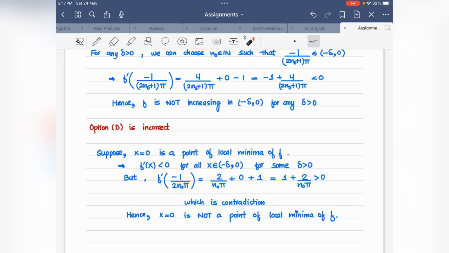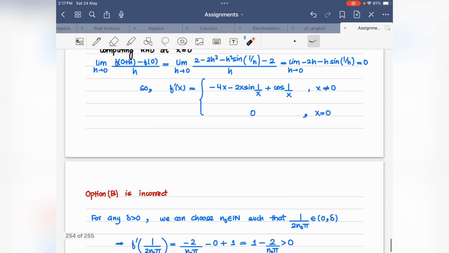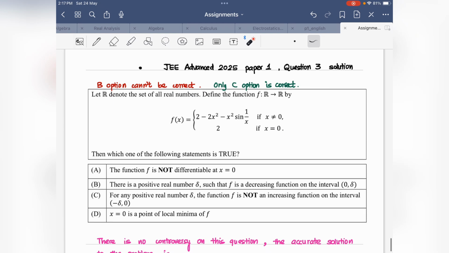and at an even multiple of pi, cos gives 1. So this is a positive quantity. So in any left neighborhood of 0, I get the derivative of the function positive, which is a contradiction to the statement that it has a local minima at x equal to 0. So hence x equal to 0 is not a point of local minimum of f. So option D is incorrect. This is my solution to this problem, and according to me option C is the accurate option, and B cannot be the correct option. I have shown this in my solution, and thank you for your concentration.